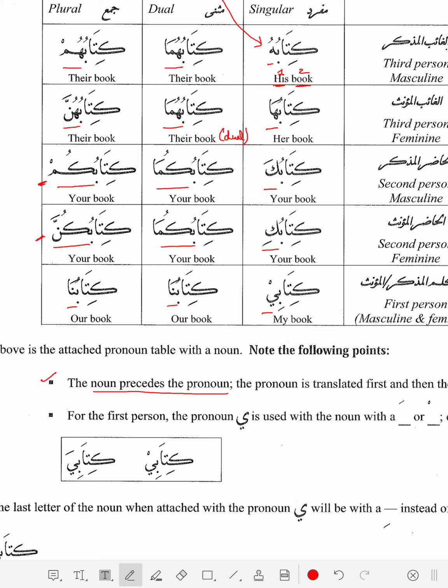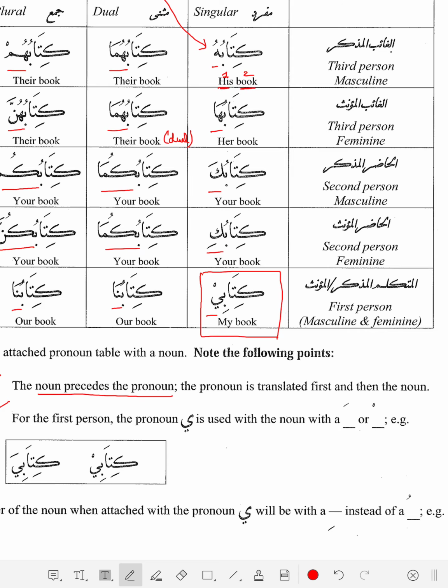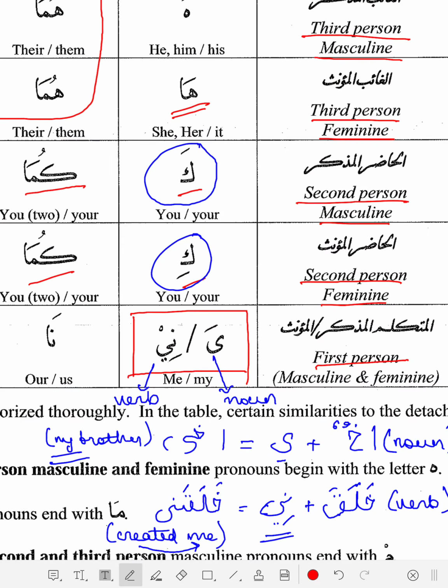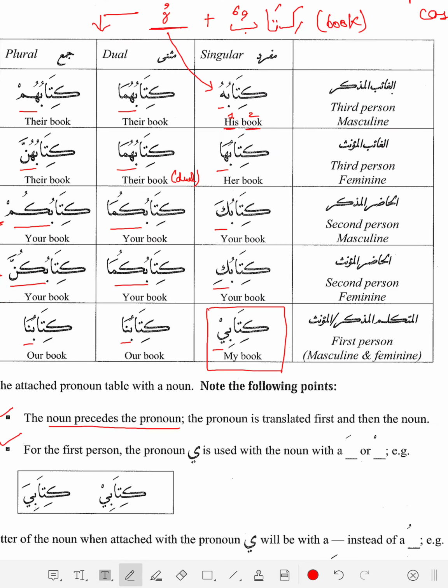And yes, the second pointer which is given here is essentially talking about the first person singular. We've already said in the previous lecture that the attached pronoun would either be ya or ni. If it's a case with a noun, it's ya. If it's a case with a verb, it's ni. Right now we're doing nouns. So we would have kitabun plus ya, and it becomes kitabi.